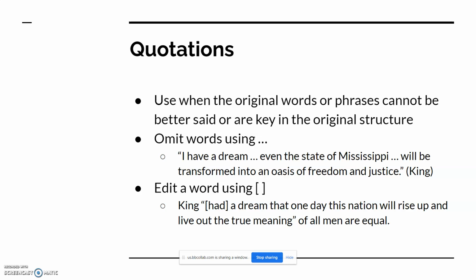If I want to skip some words because I don't need the full sentence, then I can use the ellipses, which is what these three dots are. It's called an ellipses, and that just shows I omitted some words and skipped some things. So, "I have a dream. Even the state of Mississippi will be transformed into an oasis of freedom and justice." By using this ellipses, I've shown I've left some things out.